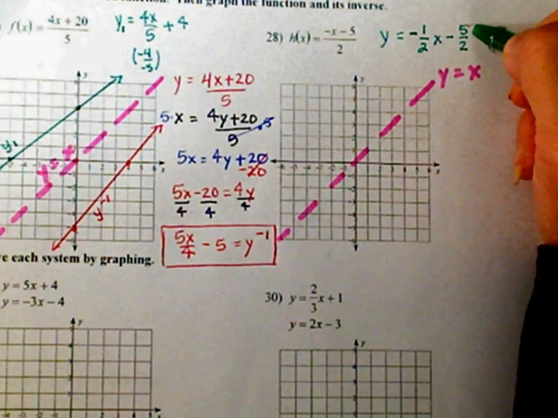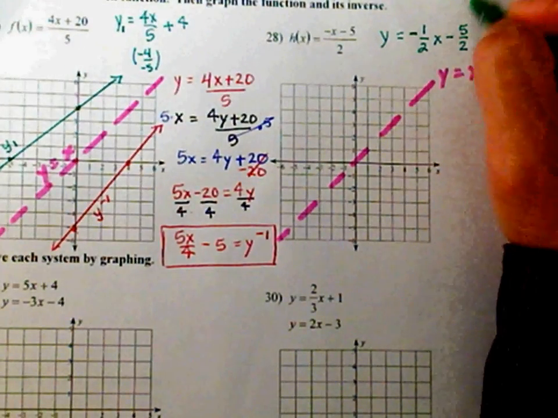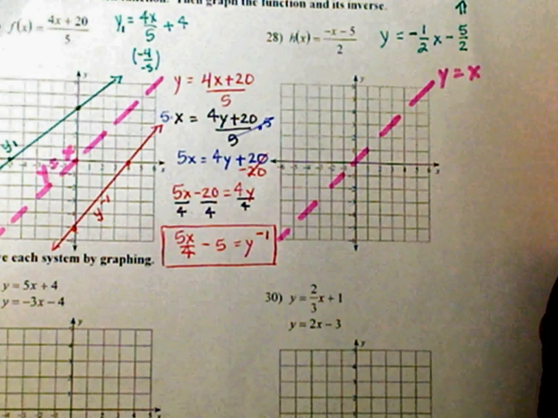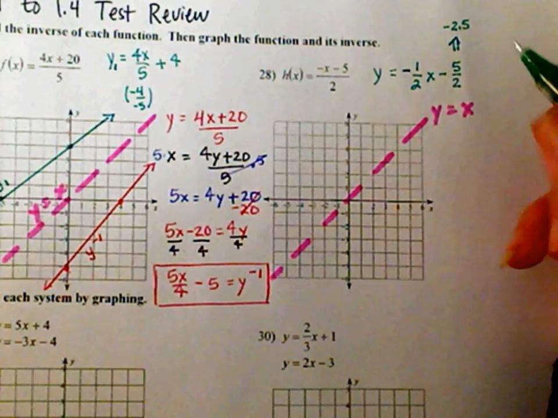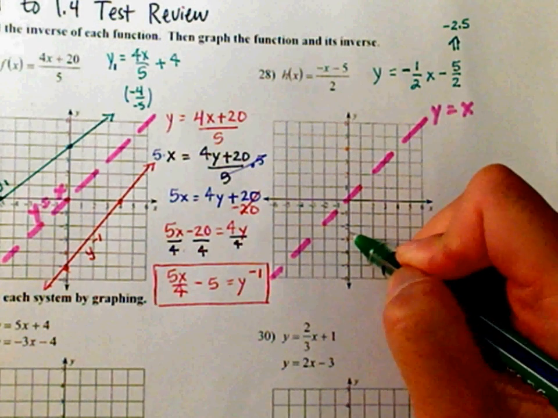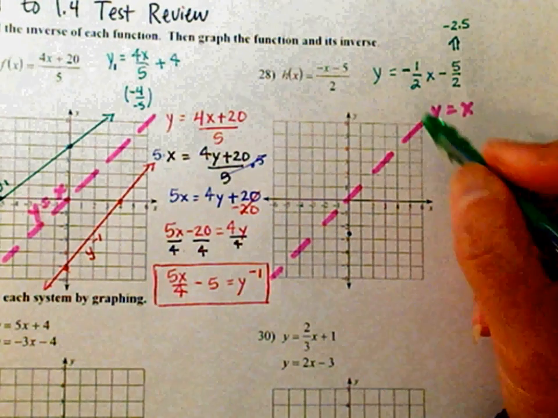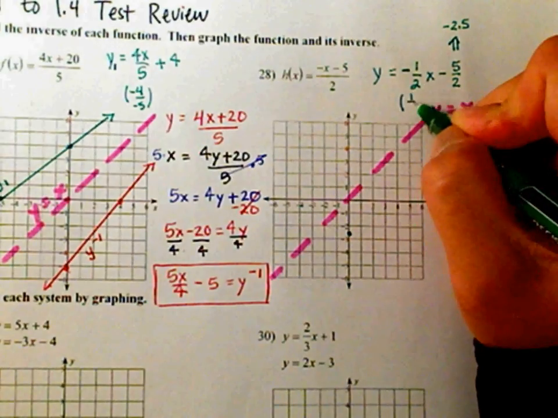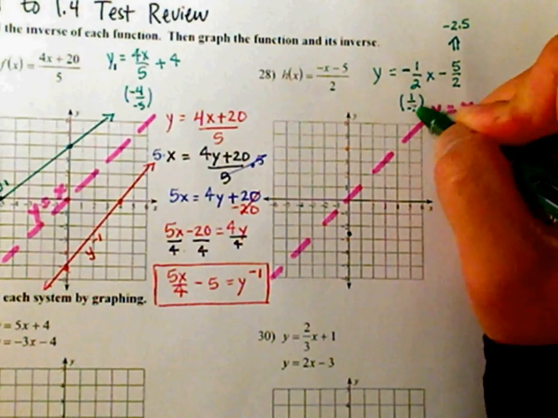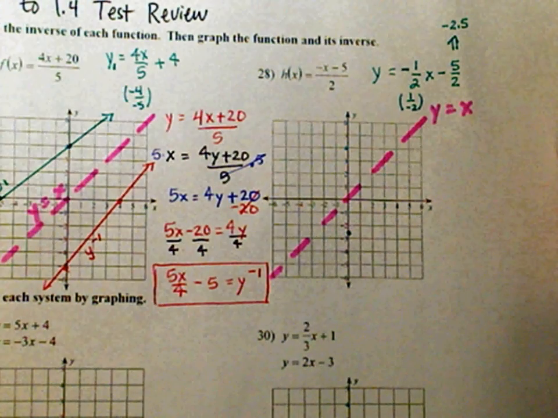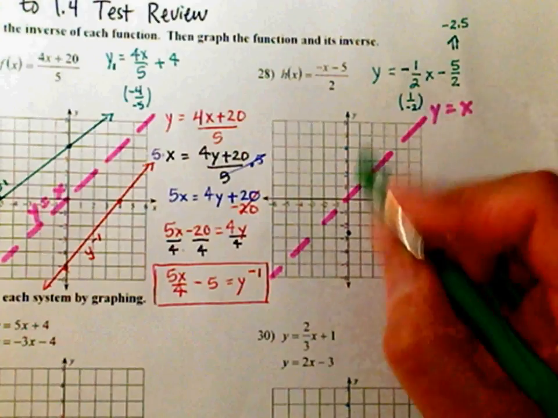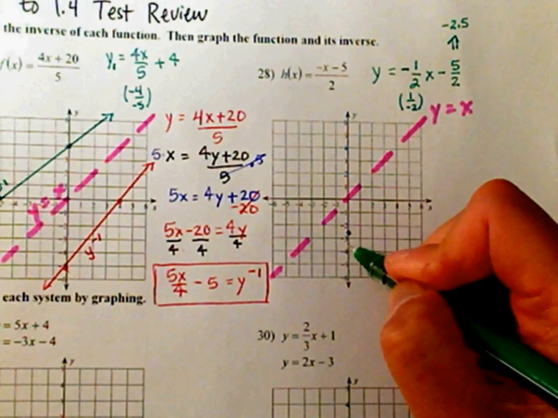Let's graph. Negative 5 over 2 is the same thing as negative 2.5. Okay? So I'm going to go to negative 2.5, which is right here. And my slope is negative 1 over 2. Now keep in mind this is the same thing as 1 over negative 2. Exactly the same. Doesn't matter which one you use. I am going to use this one instead. So I'm going to go down 1 to the right 2.